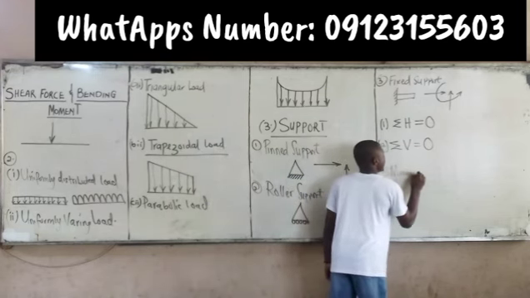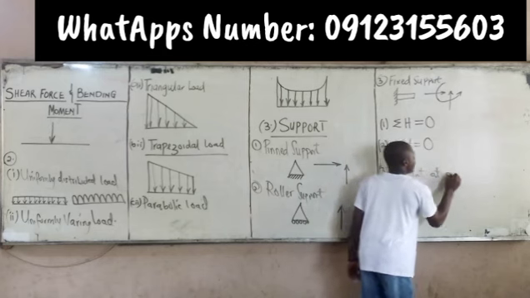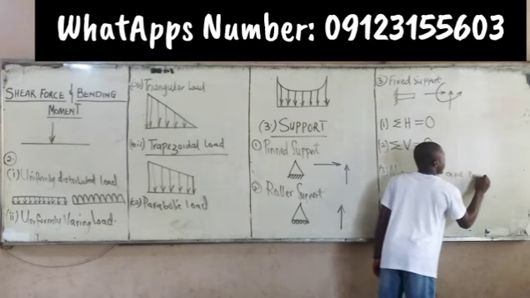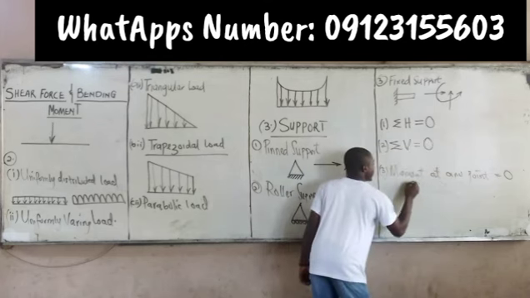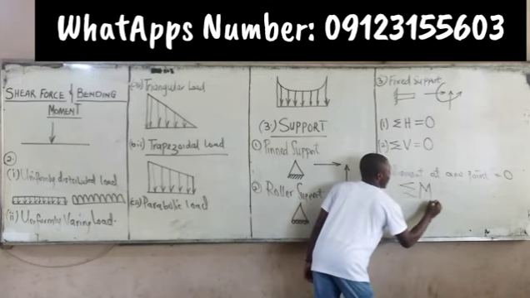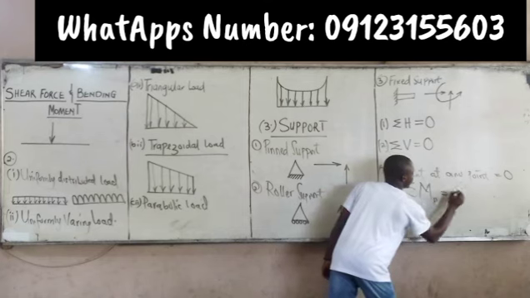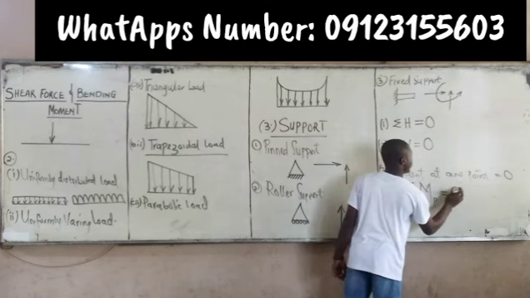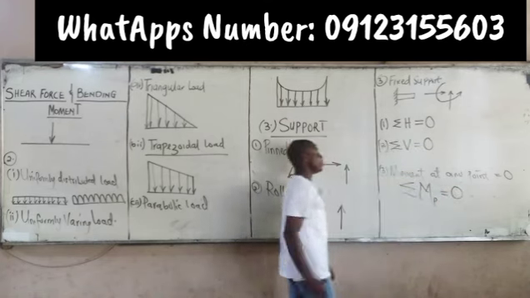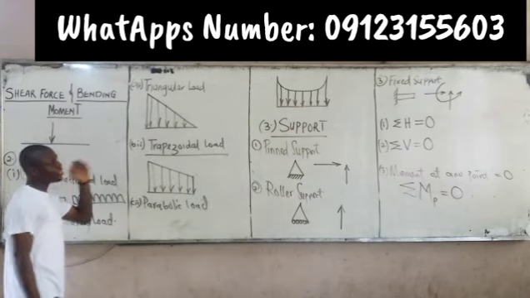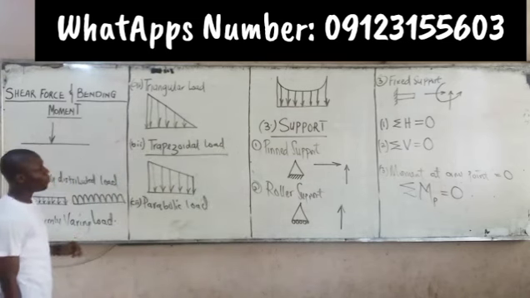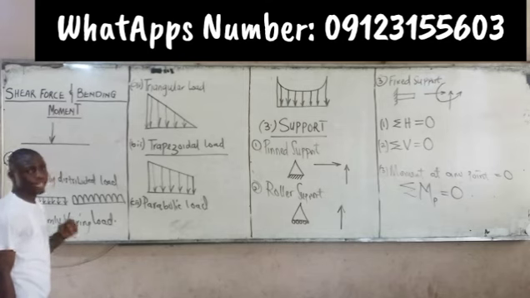Finally, number 3: the moment at any point should be equal to 0. We are saying that the moment at any point P should be what? 0. These are the 3 conditions of static equilibrium, right? So let's start with sample problem 1.